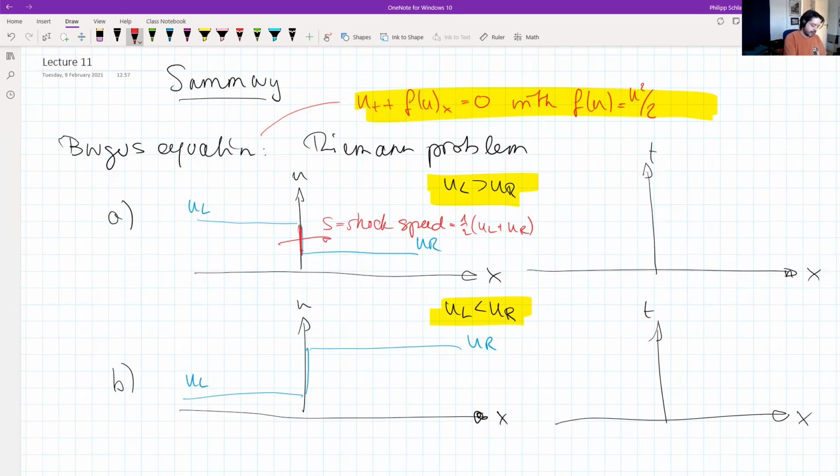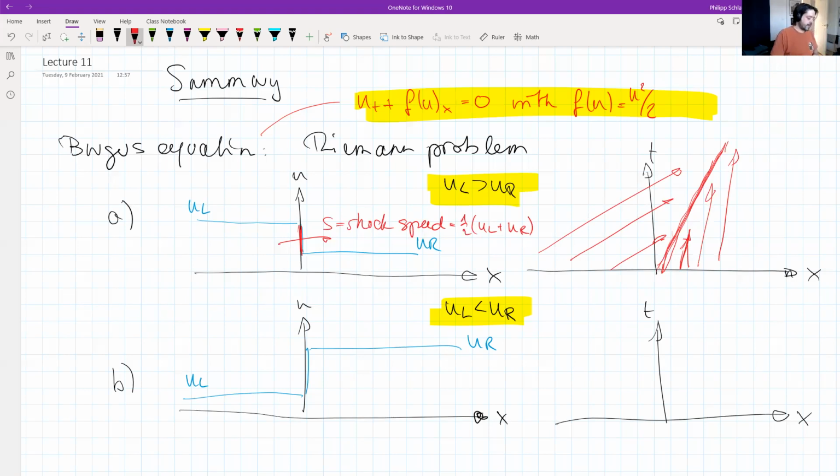And in this case, if I just try to plot that in a space-time diagram, I may have the shock developing here, and then I have characteristics from the left going into the shock, with a little bit of inclination, and characteristics from the right also going into the shock, being absorbed in the shock. So this would be the situation for the first case.